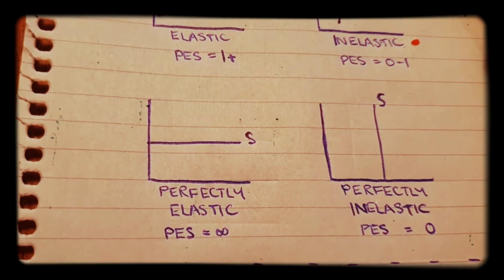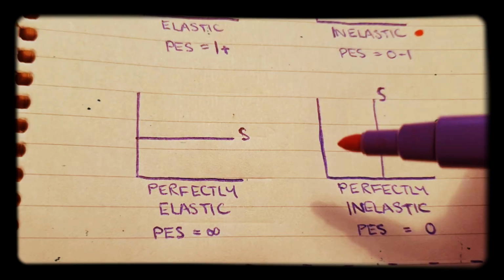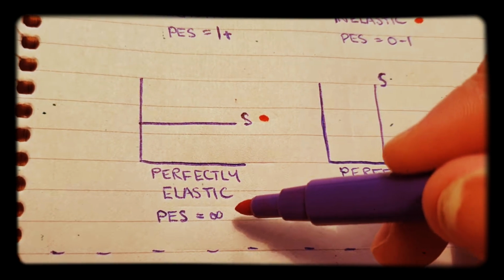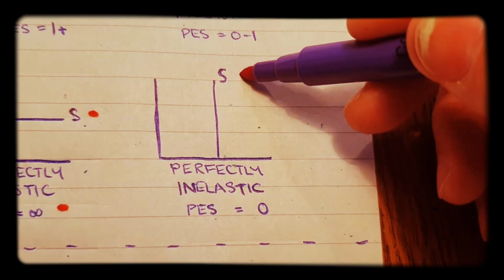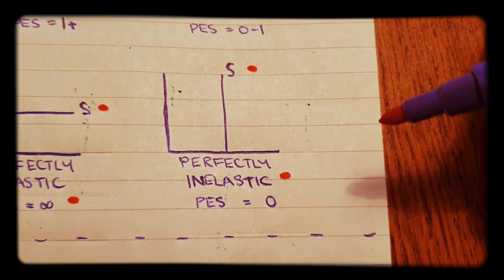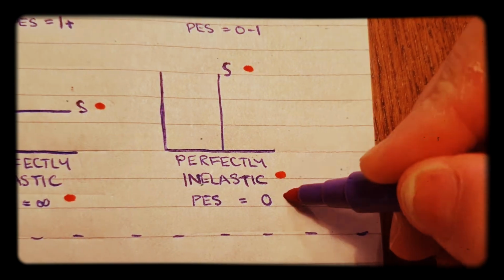In the case of perfectly elastic, we have a horizontal supply curve. So in this case, PES would be equal to infinity. And in this case, we have perfectly inelastic, a perfectly inelastic supply curve, and PES is equal to 0 in this case.